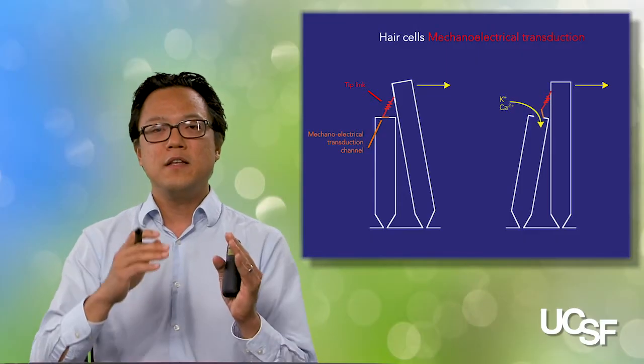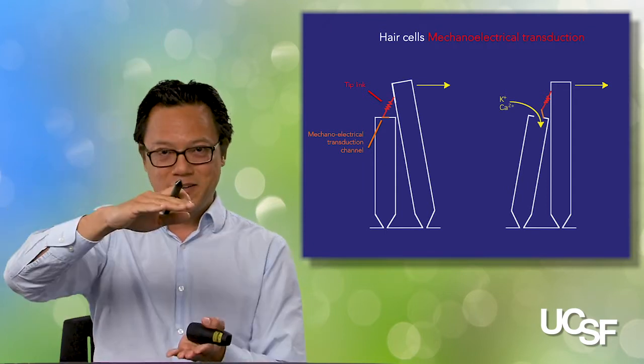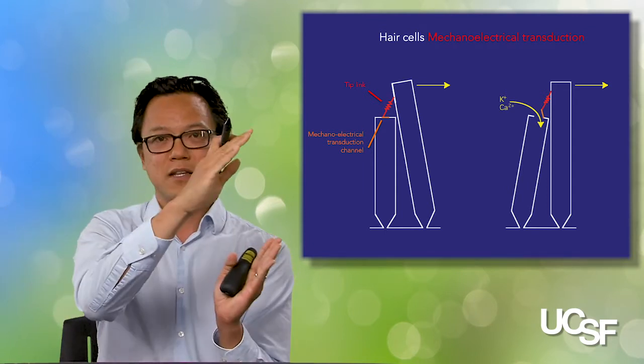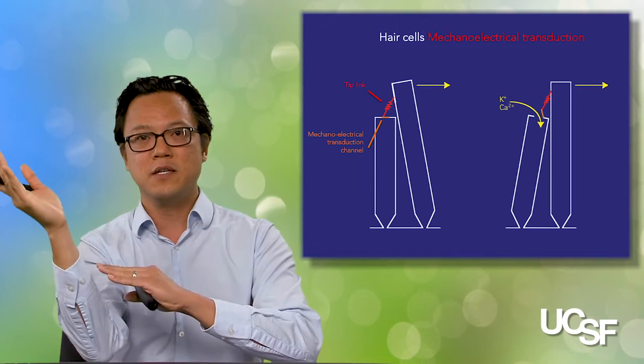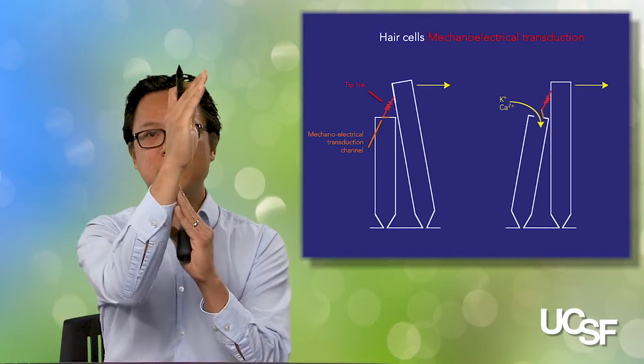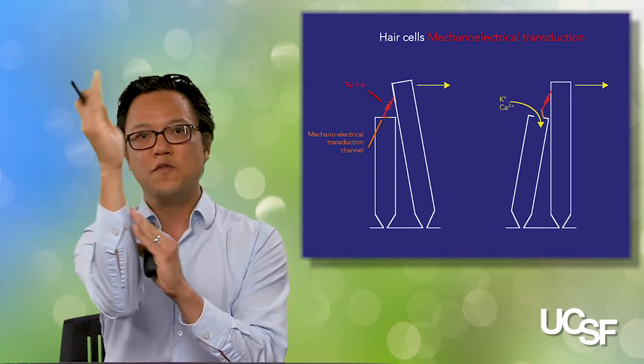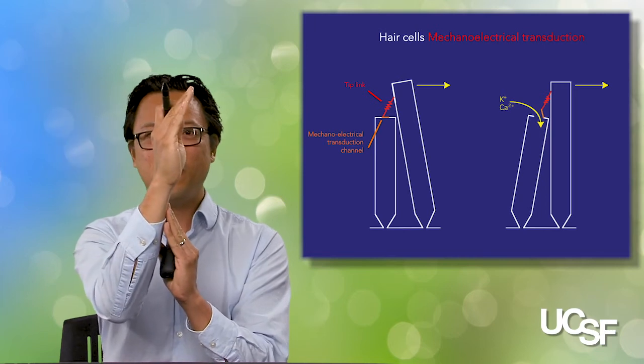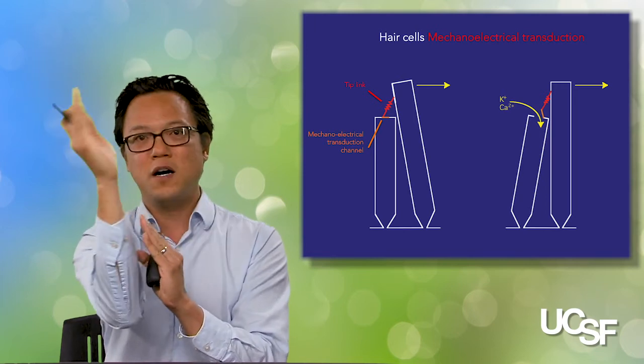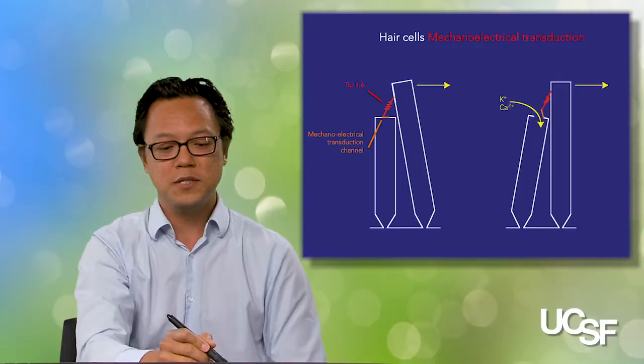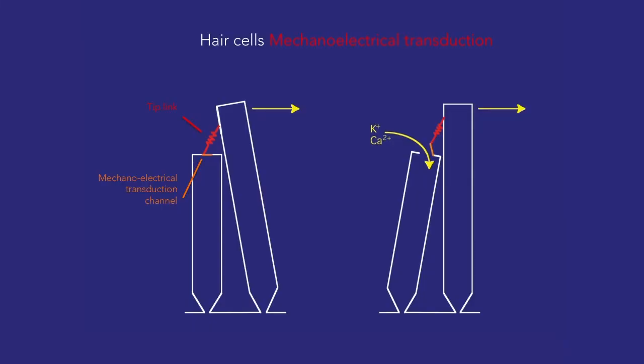So when the basilar membrane moves up and down, and that causes left to right displacement of the stereocilia, you'll see that the two stereocilia move relative to each other. And when they move towards the row of taller stereocilia, it pulls on this tip link to open a mechanoelectrical transduction channel.